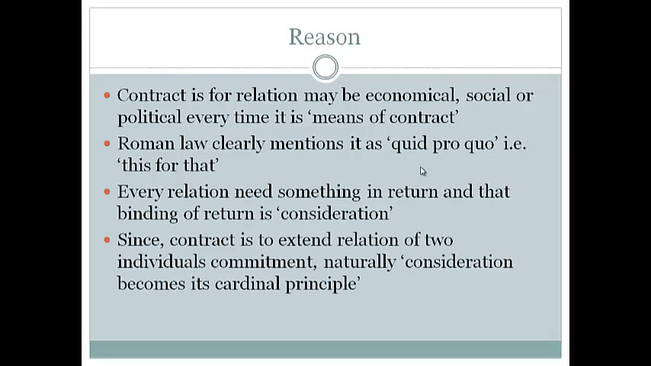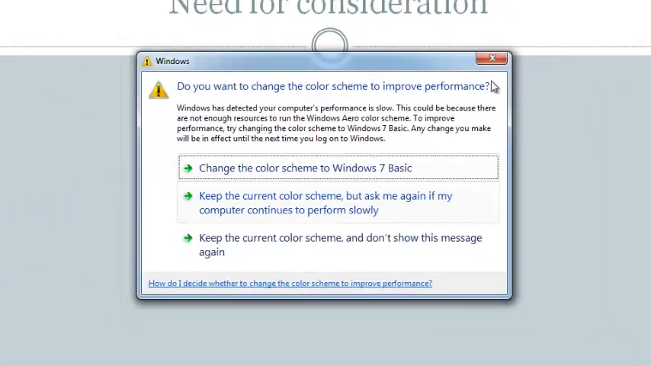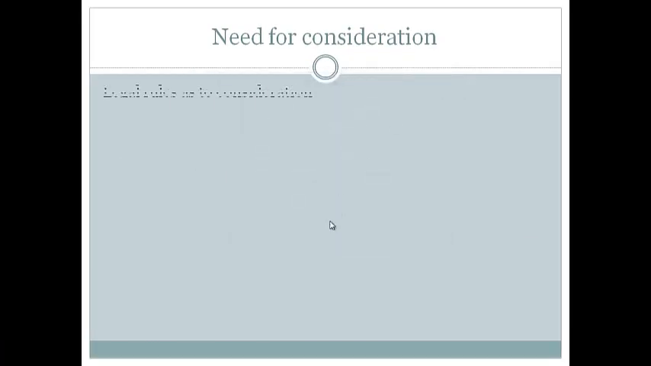Since contract is to extend the relation of two individuals' commitment and stress over it, naturally consideration becomes its cardinal principle. It must be a very essential aspect of it. Law has extended to say the words like no consideration, no contract. And so this proves the importance and essentiality of the presence of consideration.